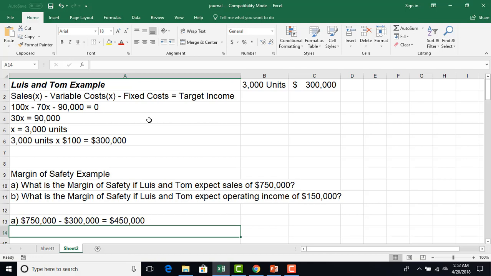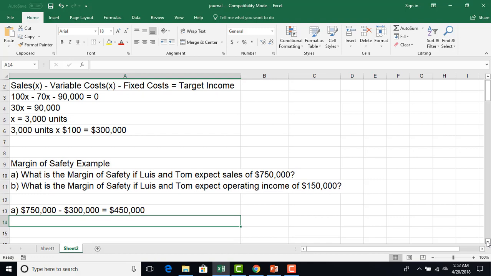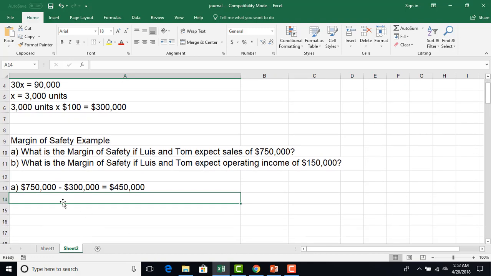All right, well, let's look at it for letter B here when they give me operating income instead of expected sales. So if I'm given operating income, that means I don't know what my expected sales are, right? So I can't just take 150,000 and subtract 300,000 from it and say my margin of safety is 150. That doesn't work because I don't have like terms here, right? I don't have two numbers that I can compare. Right now I know what my break-even sales are. I know one piece of that formula, but as of right now I don't know my expected sales.